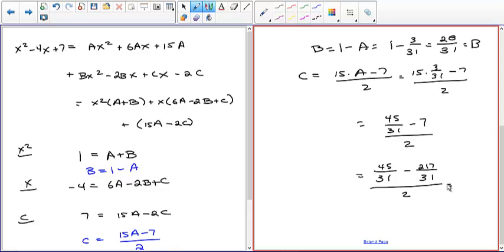Time to get my calculator out here. So 45 minus 217. So I get negative 172 over 31 divided by 2. 172 divided by 2 is 86. So I get negative 86 over 31. So that's c. That's not a very nice number, is it?